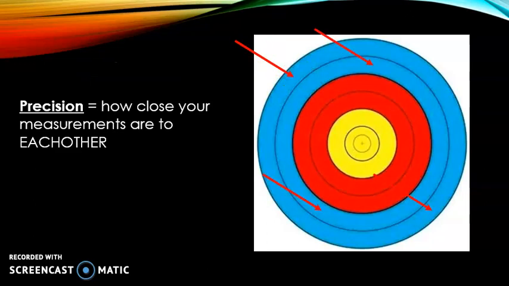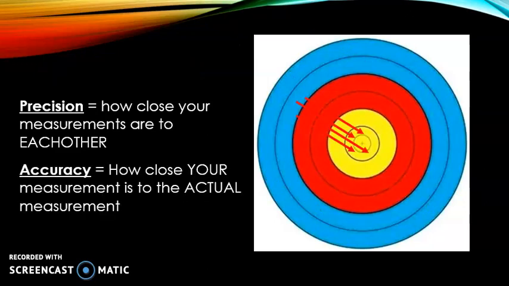Let's say this was the pattern that my arrows landed on the target. In this case, you can see that the arrows are far apart from each other, and unfortunately that would mean that we are not precise. In fact, I'd even go so far as to say that this was probably a pretty bad round here, because not only are you not being precise and your arrows are far apart from each other, they're also very far apart from the mark itself, so we're also not accurate.